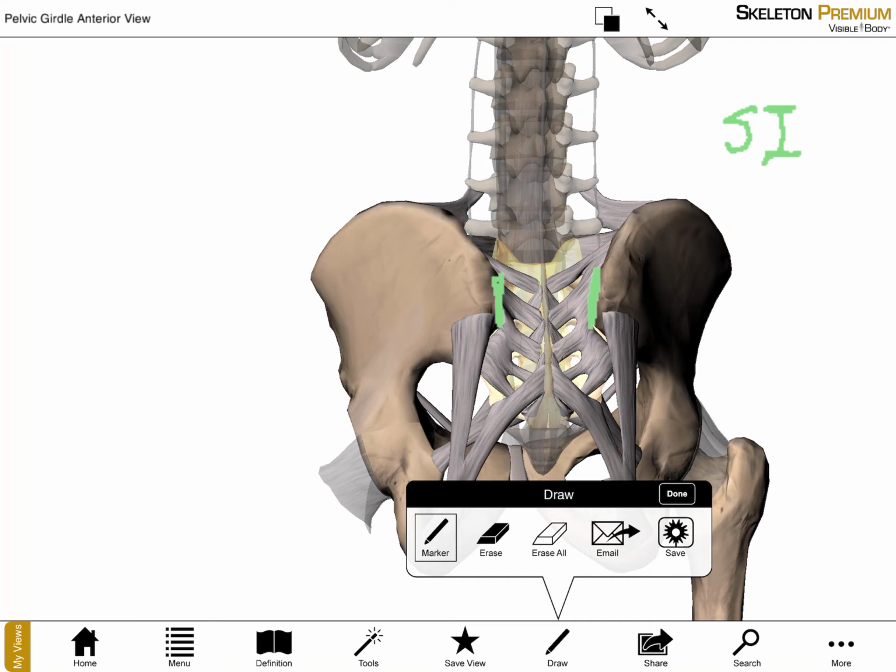The bones fit together very well, very tightly, and it's an example of form closure, so how well structures fit together.